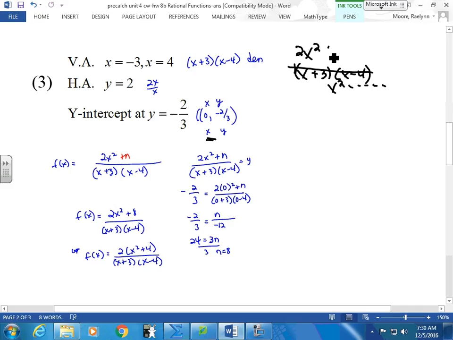So something is making this change. So I just leave it like that, plus n. And now I can plug in my x of 0. I can plug in equal to my y of negative 2/3. And I can solve for n. Then don't forget to bring the whole thing back. Okay?